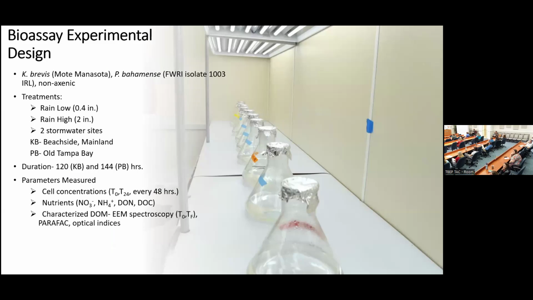And we wanted to really probe into how different intensities of rainfall could potentially trigger blooms. So we simulated a low rainfall event, 0.4 inches, and also a high one at 2 inches, and then those 2 stormwater sites for each species. This lasted for up to a week. We measured cell concentrations, nutrients, so inorganic and organic nitrogen species, and also dissolved organic carbon. And then we characterized that DOM.